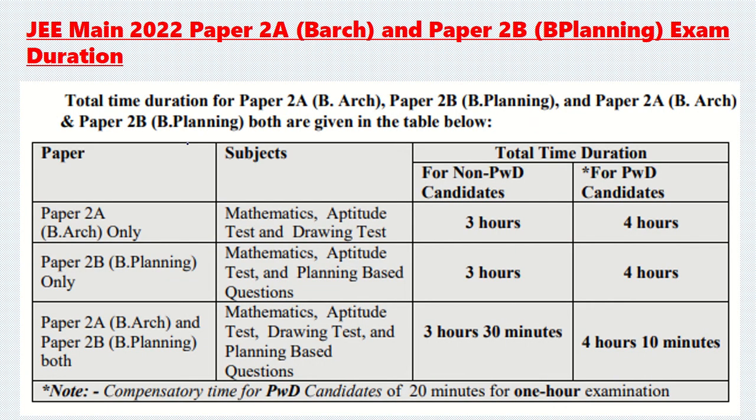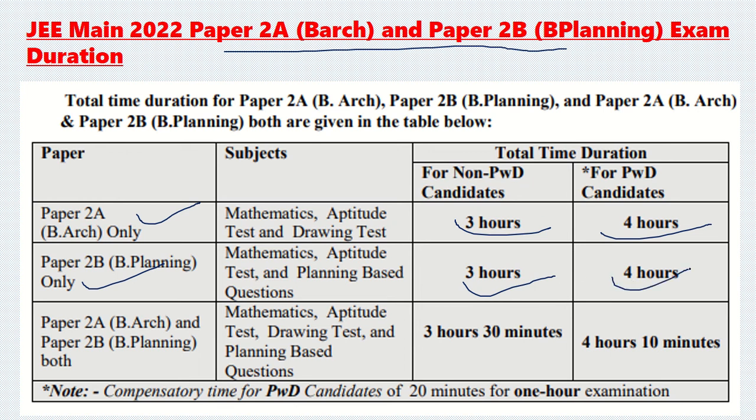Now let us look at the exam duration of paper 2A and 2B. So here paper 2A candidates who will appear in the BArch examination only will be allotted 3 hours to complete the exam. This is for non-PWD candidates, and for PWD candidates it will be 4 hours. Candidates who will appear in paper 2B, that is BPlanning, will be allotted 3 hours. This is again for non-PWD candidates, and for PWD candidates it is 4 hours. Candidates who will appear in both 2A and 2B will be allotted 3 hours 30 minutes if non-PWD, and 4 hours 10 minutes if PWD.